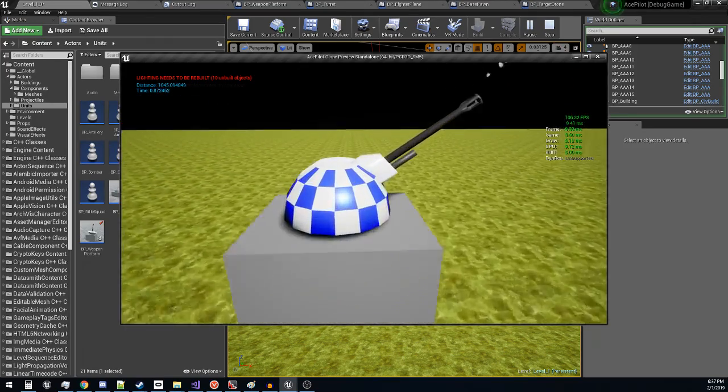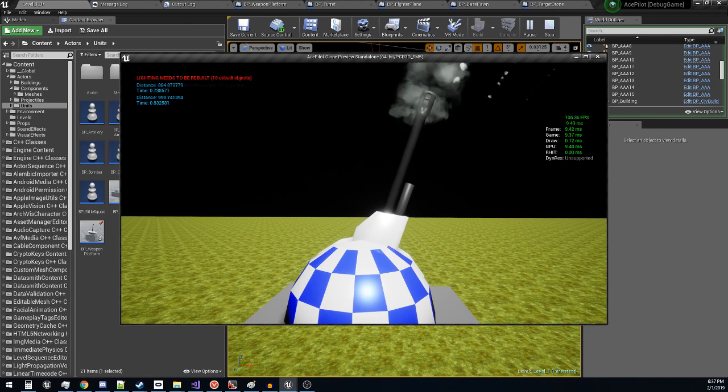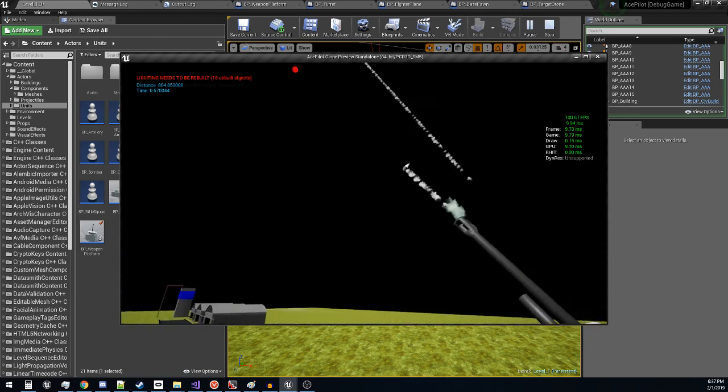I also got a pretty cool sound effect. So when this guy turns, watch, it's got some dead space, so it does a yaw and plays this cool sound effect.